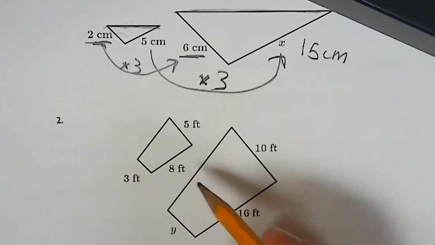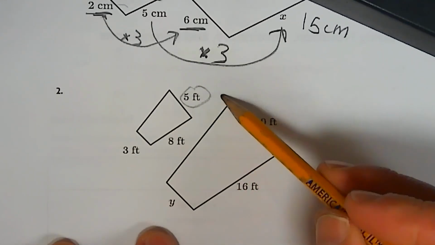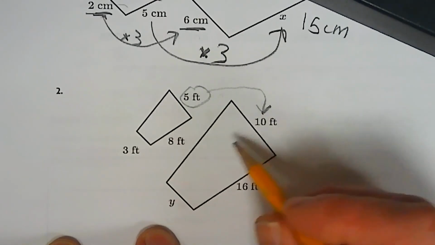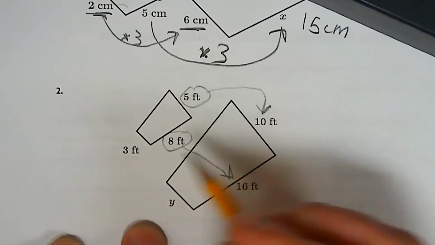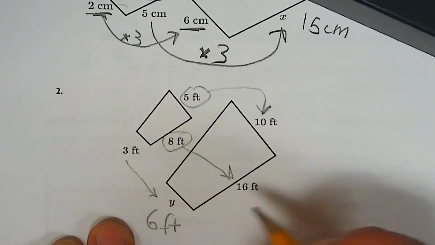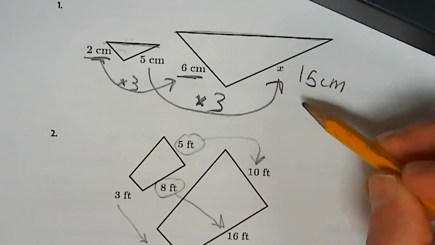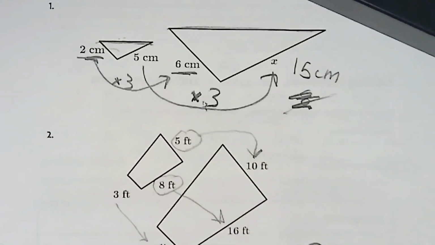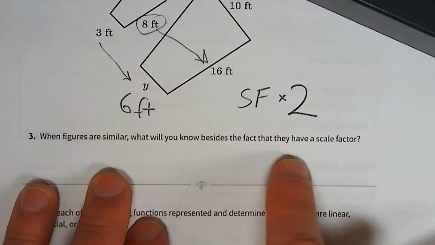Okay, what about this one? They said they're similar. It's already been said in the instructions. So 5 feet becomes 10 feet. We know that's times 2. Let's verify. 8 feet became 16 feet. That's times 2. 3 feet times 2 should be 6 feet. Scale factor times 2. I forgot the scale factor. Oh no, I said it right there.